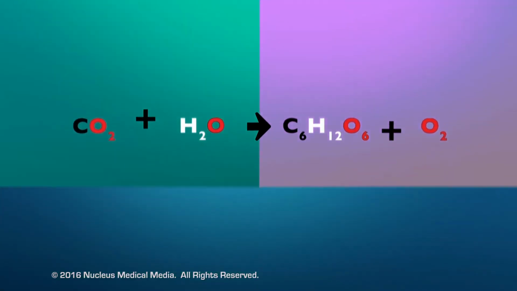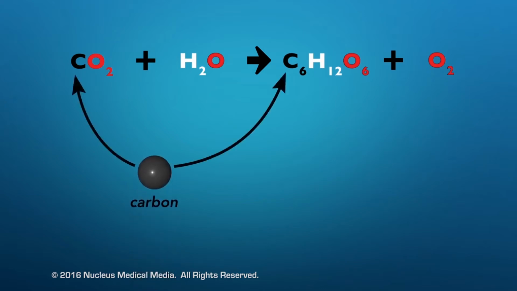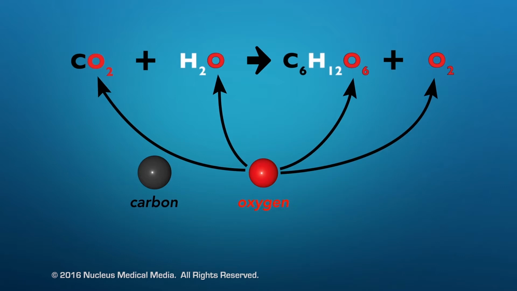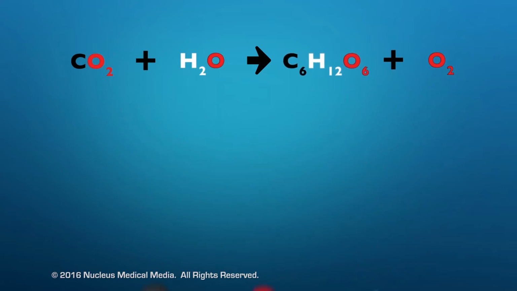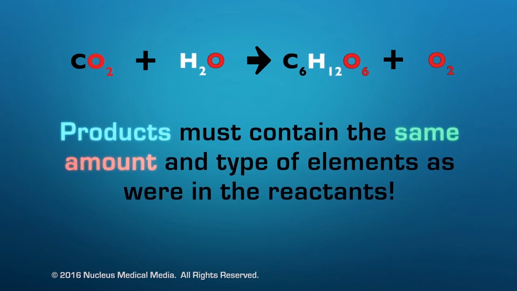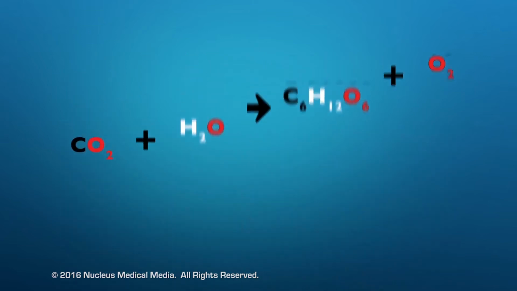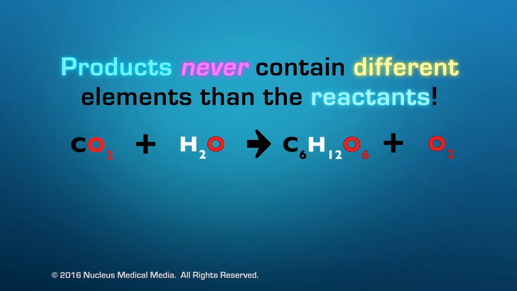Notice that the reactants and the products are built from the same elements: carbon, oxygen, and hydrogen. Products must contain the same amount and type of elements that were in the reactants. And products never contain different elements than the reactants.